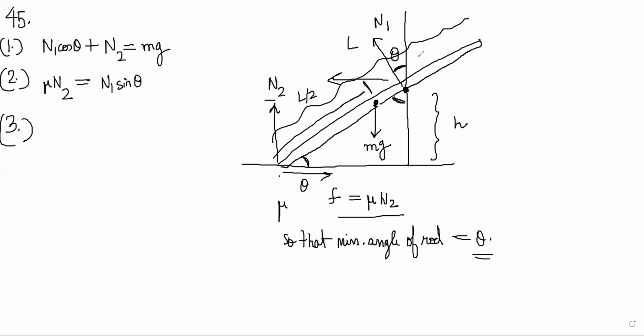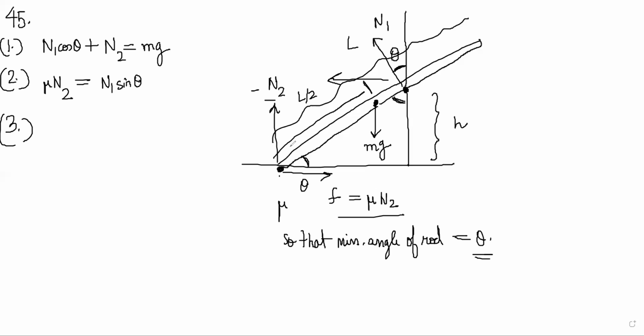Torque will be due to all of these forces, but torque at any point has to be 0. So I will choose the point with the maximum number of forces, the bottommost point. So I don't have to worry about N2 or F. I have to calculate torque of mg and torque of N1. That is simple, no issues.